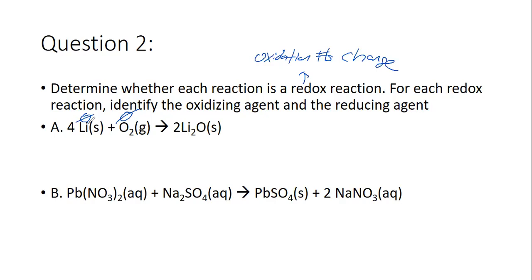All right. Now we have lithium oxide. So we do have a compound. Overall, that compound's neutral. So lithium is a group one metal. So lithium's plus one.